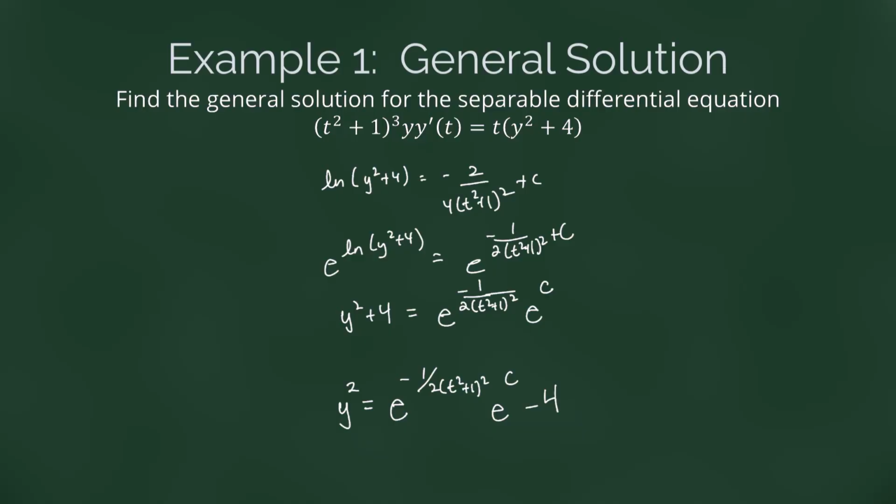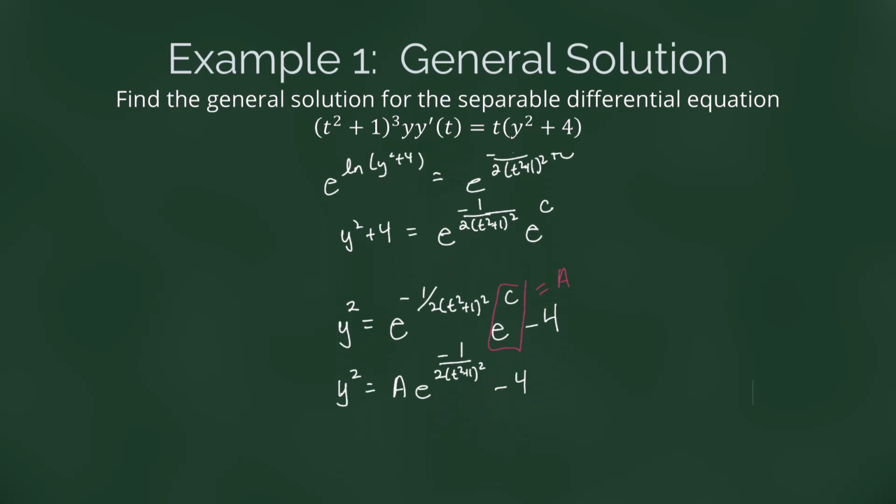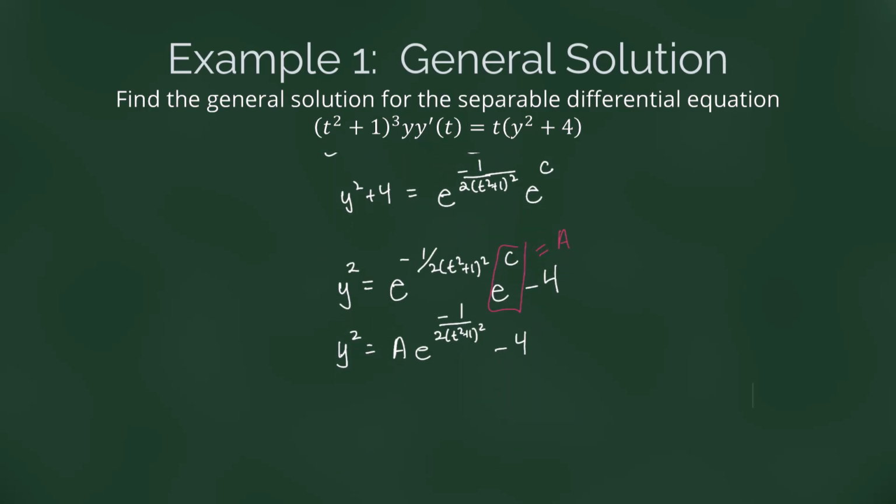From here, we're going to note that e to the c is just some other constant, so we're going to rewrite that as a, so that this becomes y squared is equal to a times e to the negative 1 over 2 times t squared plus 1 squared minus 4. And so for our final answer, we take the square root of both sides and we get that the absolute value of y, so we don't have to worry about the plus or minus, is going to be the positive square root of a e to the negative 1 over 2 times t squared plus 1 squared minus 4.